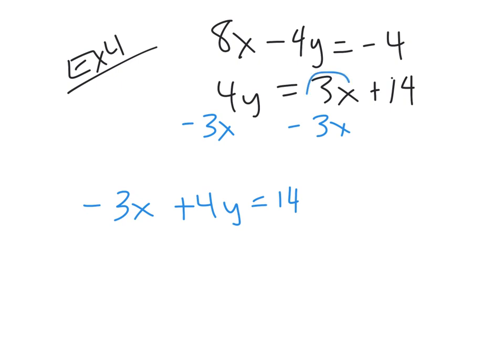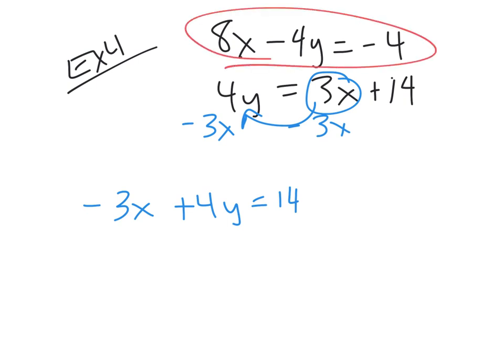All I did was move this 3x over here. Now I have my x and y on the left-hand side and my number on the right-hand side. So now I can add it to this top equation. So I'm just going to write it lined up like so. Now, can I combine these to cancel out one of my variables? Do I need to do anything else to it? No, because look at the 4s. One's positive and one's negative. We can easily just add.